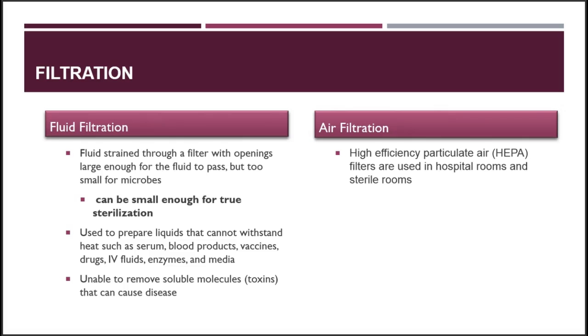Filtration is another physical method that is used to control microbial growth, and we can use filtration on fluids and air. Fluid filtration can result in sterilization if the pores in the filter are small enough that no organisms are able to pass. And you can purchase filters with different pore sizes depending on the organisms that you're looking at. So generally 0.02 microns will address the smallest organisms that can be found in fluids, and that would result in sterilization.